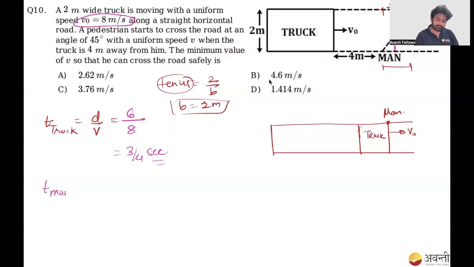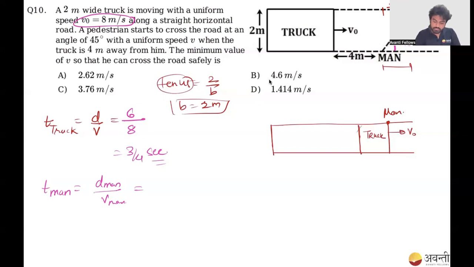Time taken by man is distance by man divided by velocity of man. And that is the minimum velocity in this particular case. If he has more velocity, then he may have crossed the truck further, or he may have crossed the truck faster when the truck has reached that point. If he has less speed, then he may have collided with the truck. But it is the middle condition, means it is almost equal.